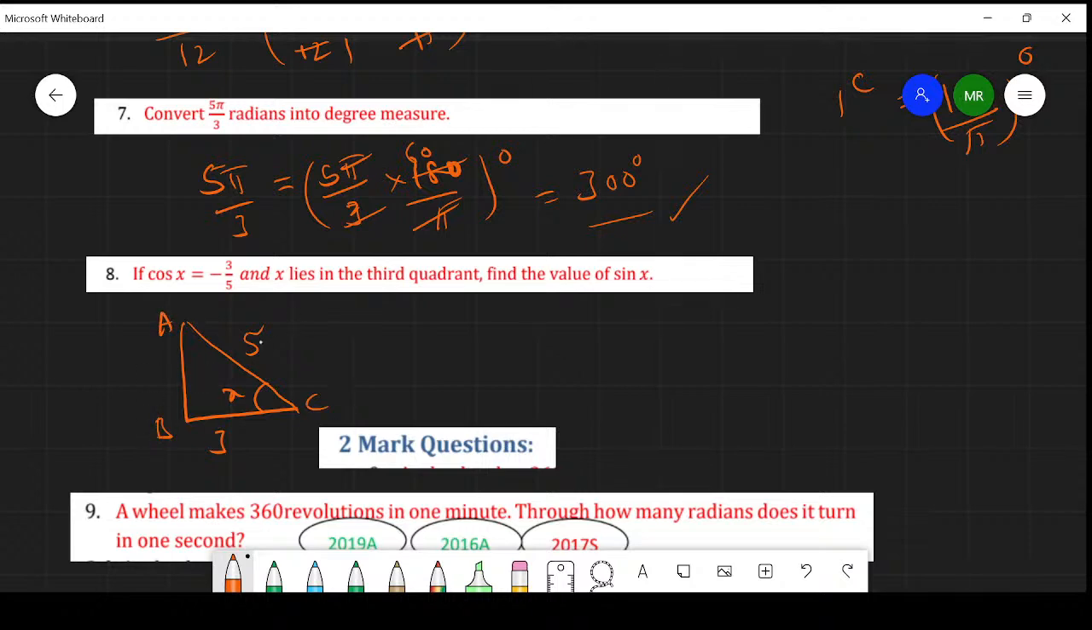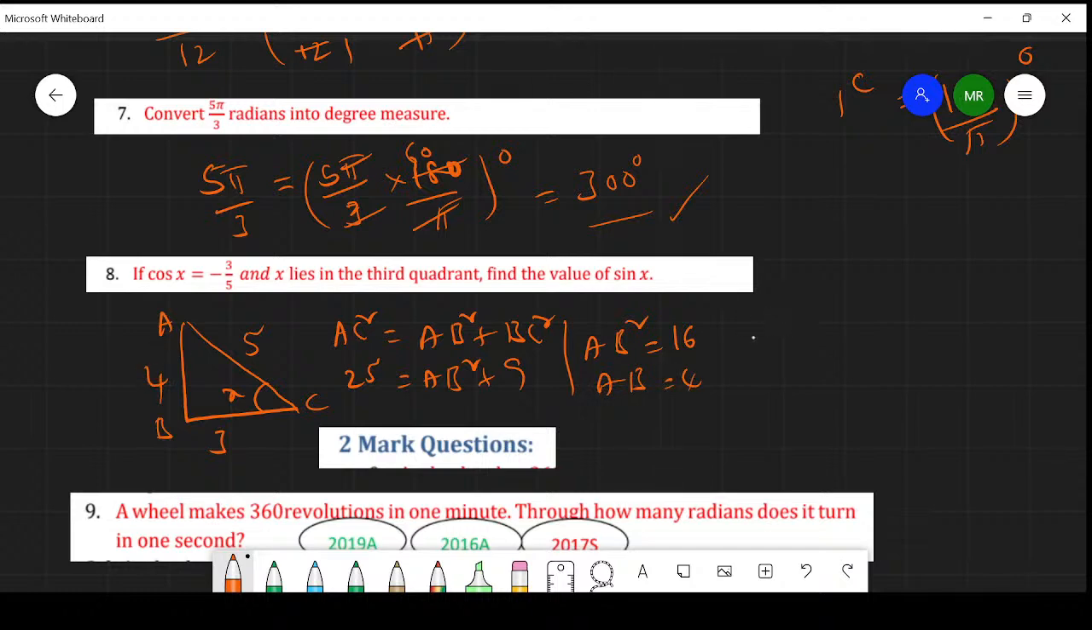Because I want AB, we know the relation: AC square is equal to AB square plus BC square. Since it is a length, I can take only the positive value; in the third quadrant cos will be negative. What is AC square? 25. AB square plus BC square is 9. From this, AB square is equal to 25 minus 9, 16. AB is equal to 4.